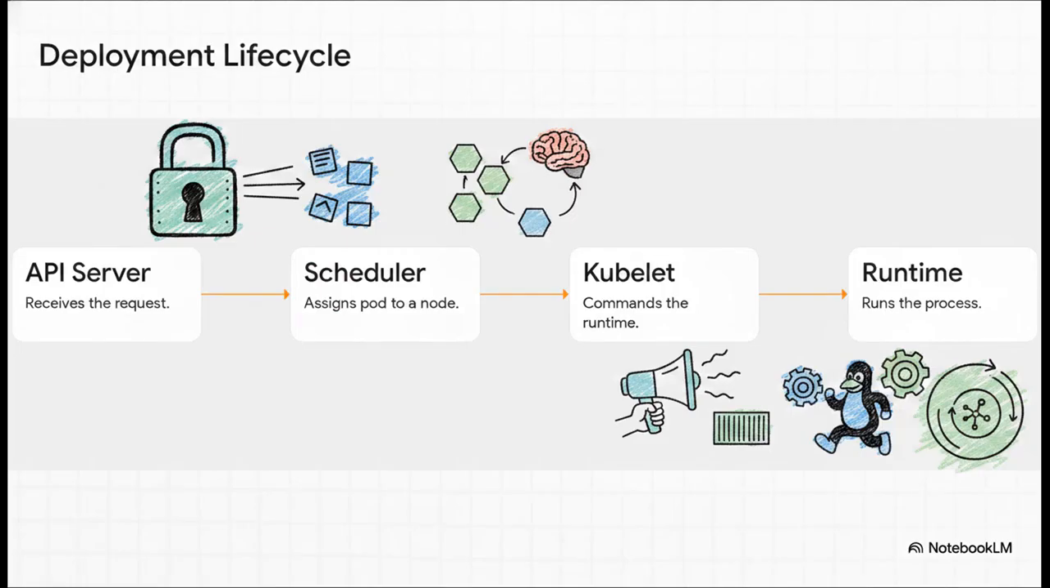So let's turn this abstraction into a concrete story. When you issue a command to deploy an app, here is the exact lifecycle it goes through. First, the API server receives your request. Second, the scheduler takes a look at your cluster and assigns your application to a specific worker node. Third, an agent living on that node, called the kubelet, takes the command. And fourth, the container runtime steps in to actually spin up the Linux process.